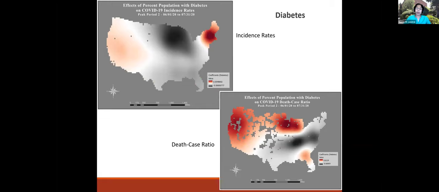When we look at prevalence of diabetes, it is not driving incidence rates, particularly in the Midwest, but is affecting mortality in a positive way in the Midwestern region, as is seen in the lower map. In the Northeast, however, prevalence of diabetes is having a positive impact on incidence, but a lower impact on deaths, as seen in the maps. It is also notable that diabetes prevalence has a positive effect on COVID-related deaths in the western part of the country.